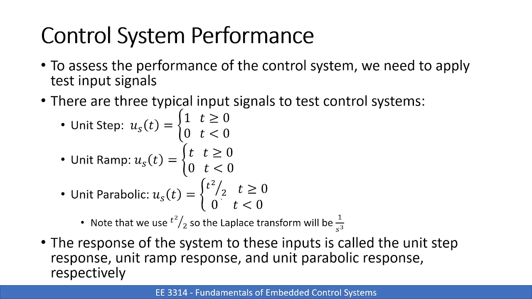And all of these are really designed so that in the Laplace domain, unit step is 1 over s, unit ramp is 1 over s squared, and unit parabolic is 1 over s cubed. So when you multiply that by your transfer function, that makes the polynomials a little bit cleaner. So that's why we define them this way in the time domain. Okay, so the response of the system to these inputs is called the unit step response, unit ramp response, and unit parabolic response. Typically, and for the purposes of this course, we're really going to be limited to the unit step response in general.